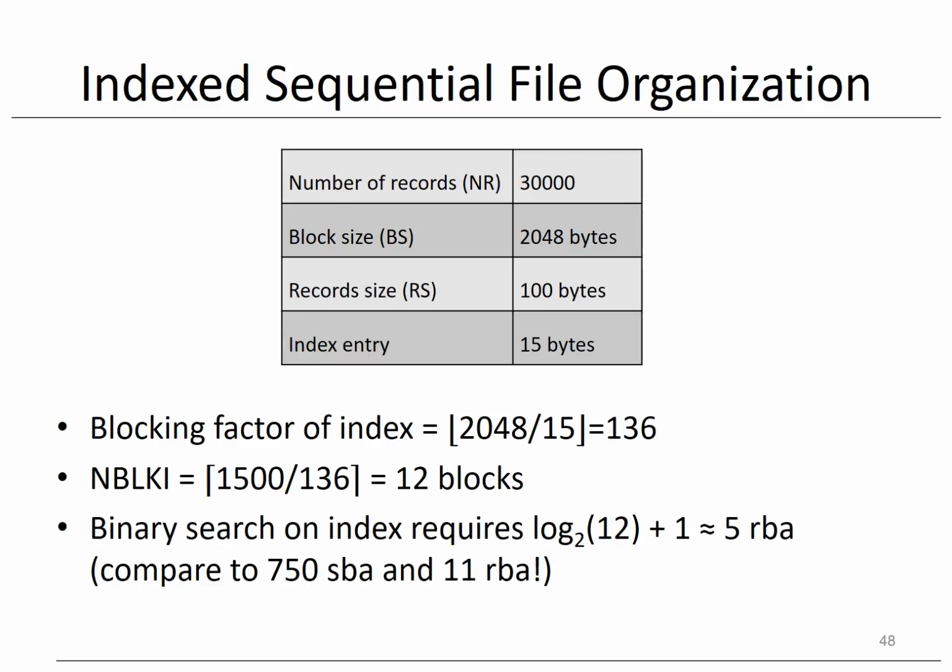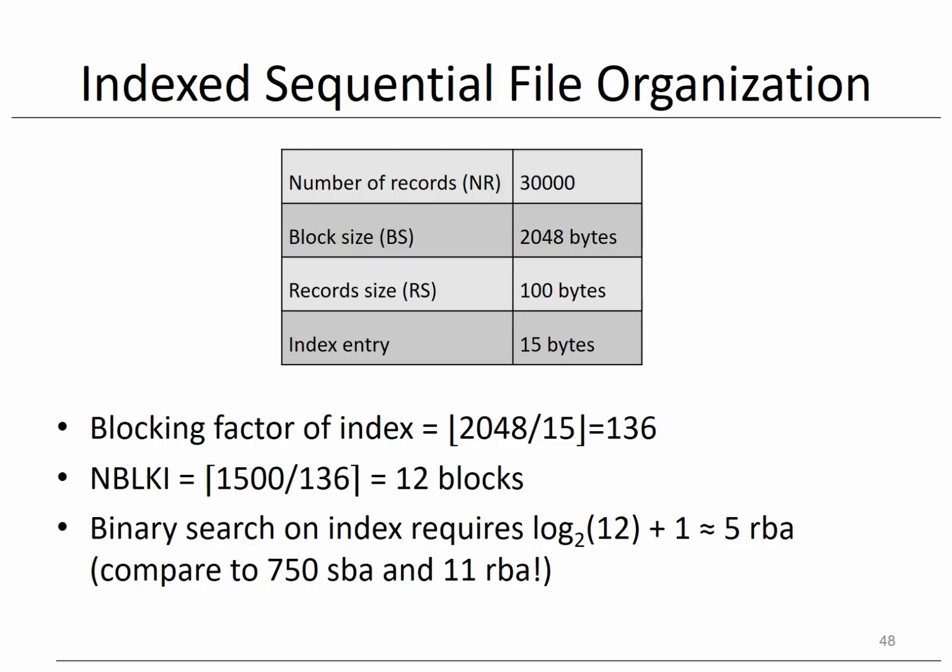Let's apply this to the same example as the one used for sequential file organization. In other words, a file consisting of 1,500 blocks and a block size of 2,048 bytes. Remember that the expected number of block accesses to retrieve an individual record by means of a linear search amounted to 750 sequential block accesses, whereas a binary search on the data file required only 11 random block accesses.